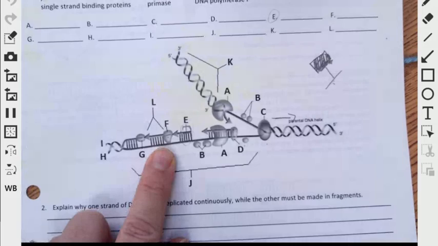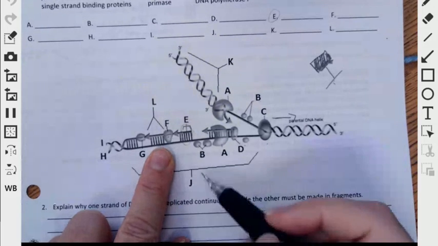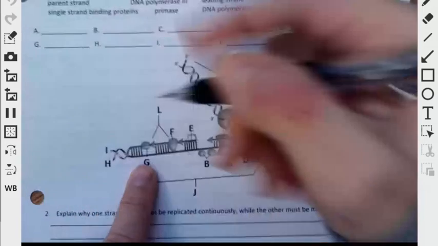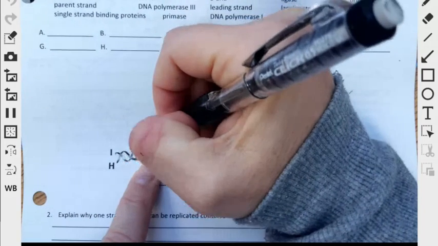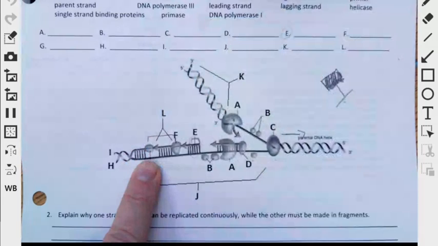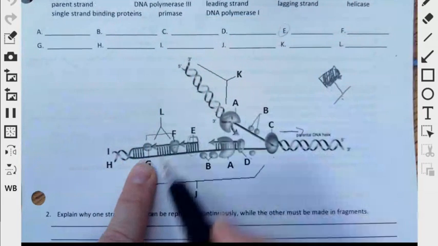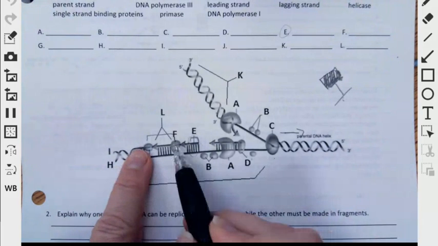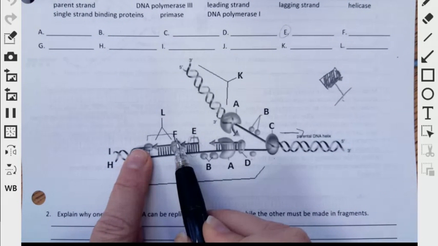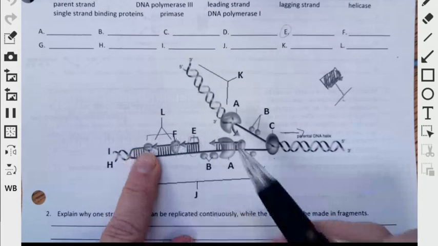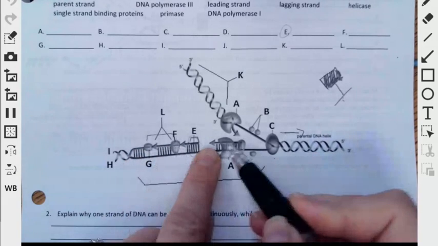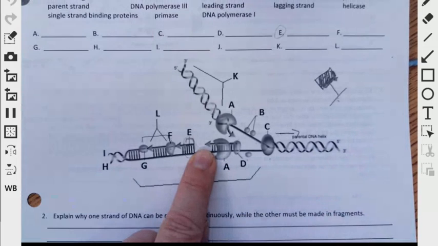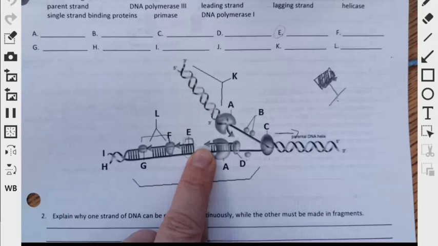Okay. So if this was, as Raina said, the lagging strand, then this little section that was made at one time, that's what L is saying. What do I call a section that's been made on the lagging strand? And there'll be another one here and another one here. Is it the fragment? They're called Okazaki fragments.